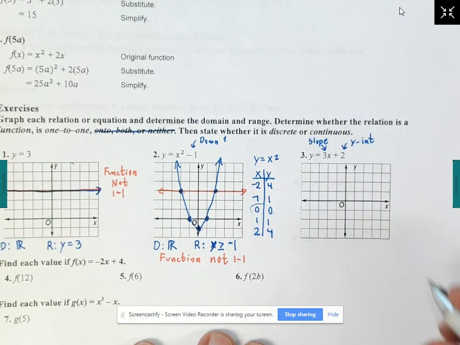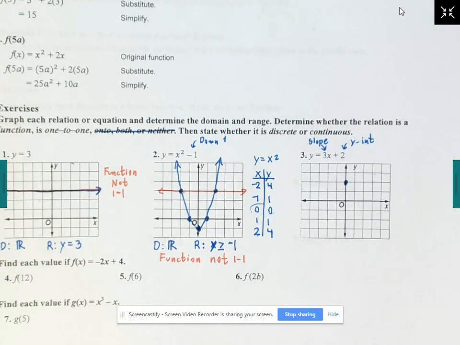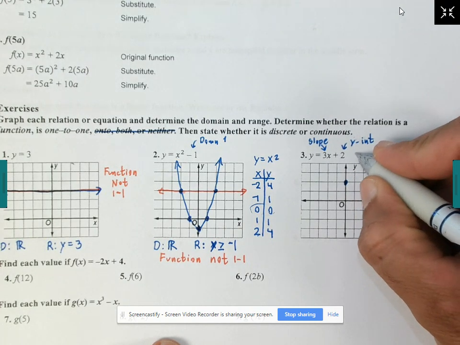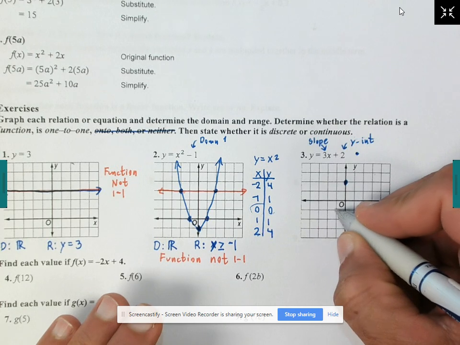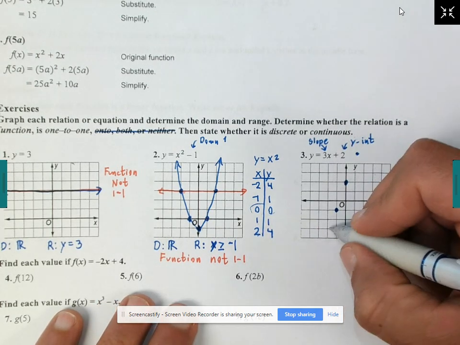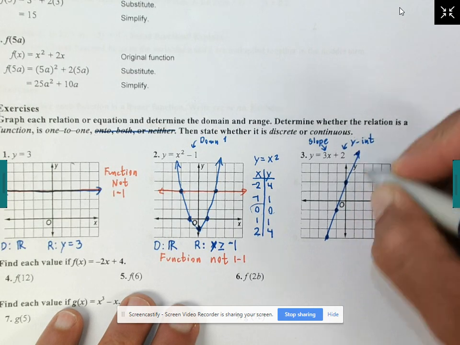Okay, so we're going to start at 2, which is right here. My slope is 3. Now remember, the slope, if you remember from Algebra 1, is rise over run. So I'm going to go up 3 and to the right 1. Up 3 and to the right 1 would be right here, which is off my graph. That's okay. I can also go down 3 and to the left. So we have this line, okay?